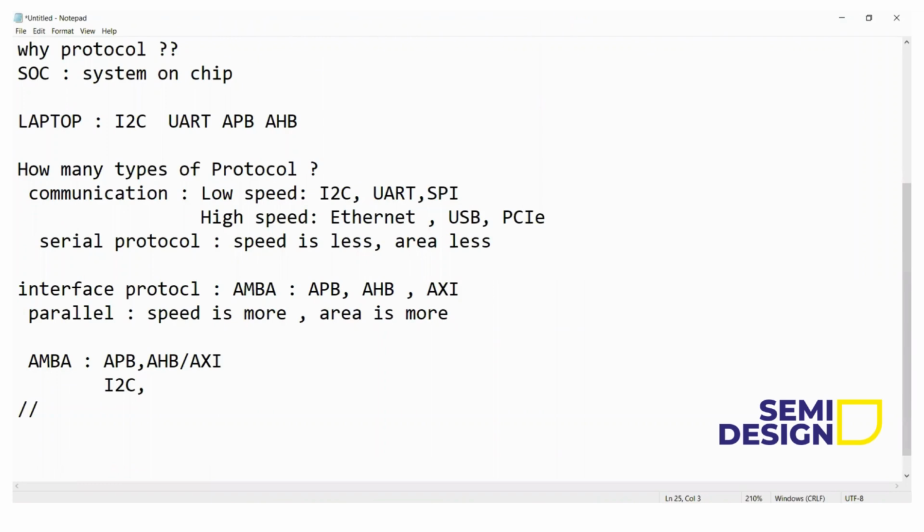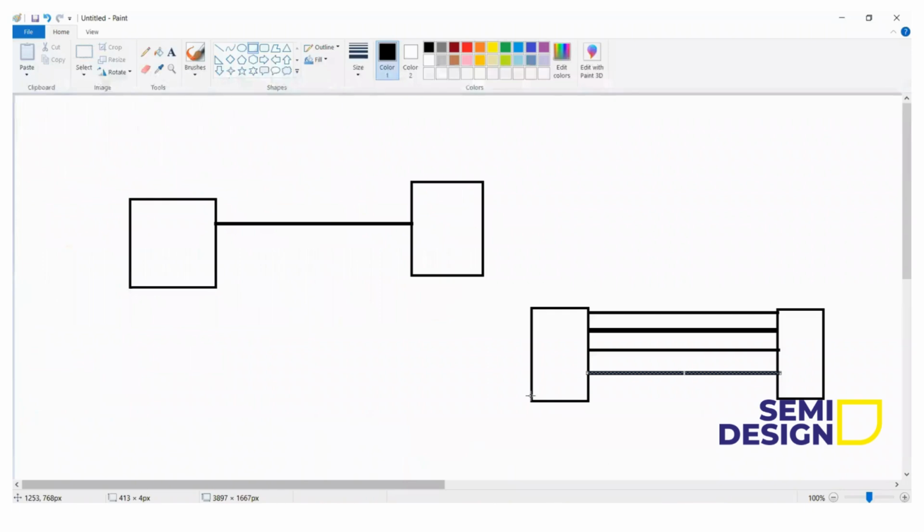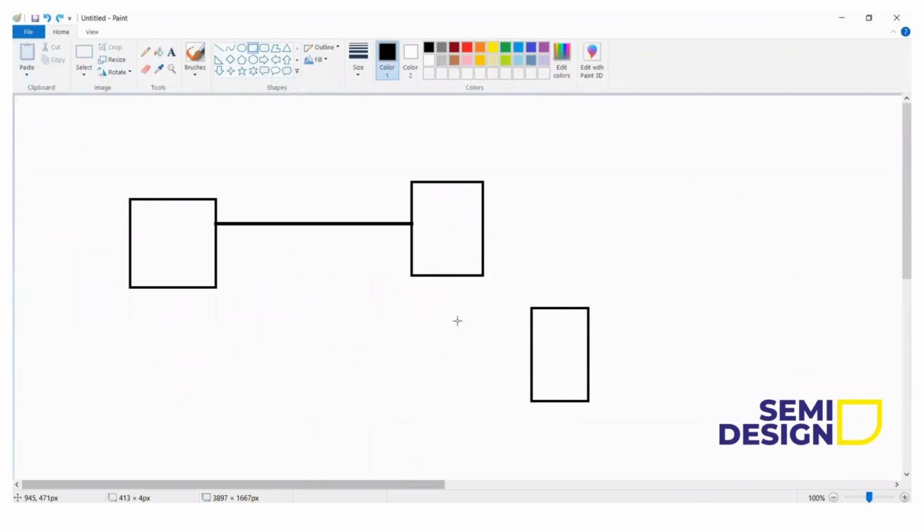Okay, so communication protocol and interface protocol, what is the difference between them? Communication protocols are also used to do data transfer. Say there is one chip and another chip, and you want to do data transfer from one chip to another. This is one memory and this is another memory. Now you want to do data transfer from this memory to this memory. So you have to follow certain rules.